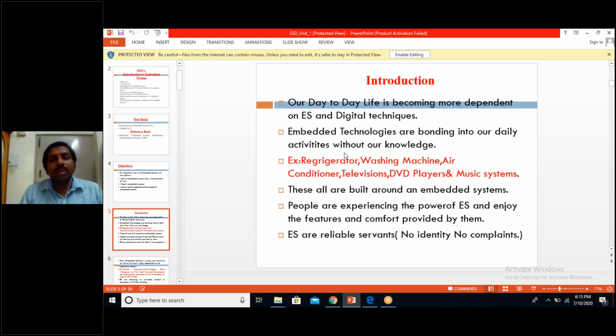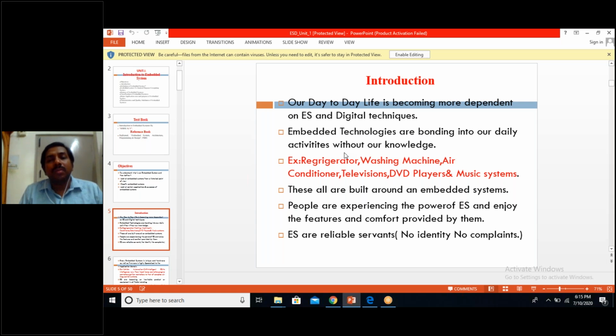So as you know, we are using so many embedded devices in all the day-to-day life, such as refrigerator, washing machine, air conditioner, television, DVD players, and music system. So these household appliances are built around an embedded system. Like that, there are n number of embedded system applications in each of the areas. If you select any other automation area, there is also an embedded system. So like that, embedded system is a part of our life.